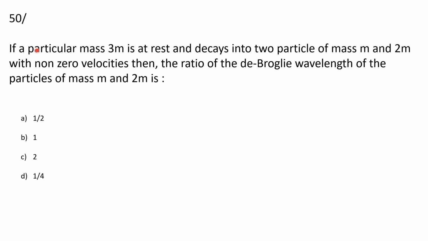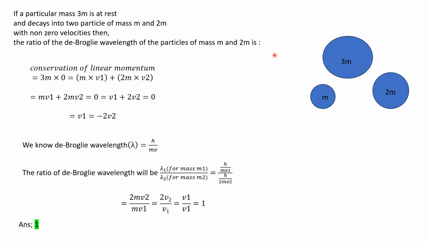Then, if a particle of mass 3m is at rest and decays into two particles of mass m and 2m with non-zero velocities, then what is the ratio of the de Broglie wavelengths of the particles of mass m and 2m? Options are 1 by 2, 1, 2 and 1 by 4. So let's see what will be its solution. Here we can see that this is a particle with mass 3m and it decays into two particles, that is of mass m and mass 2m.